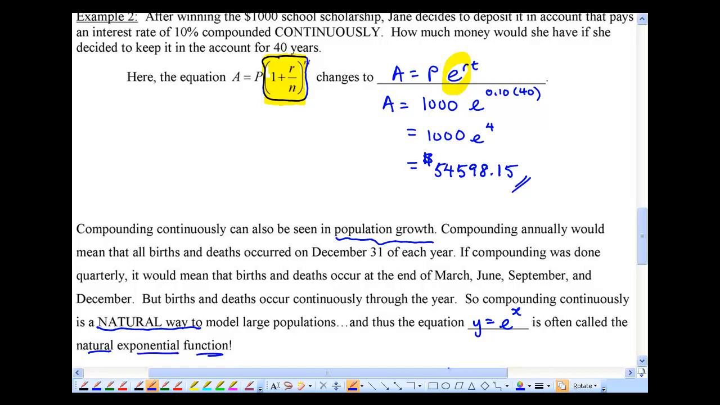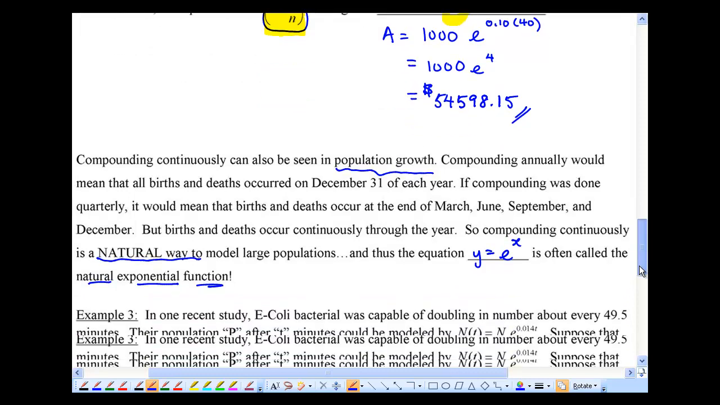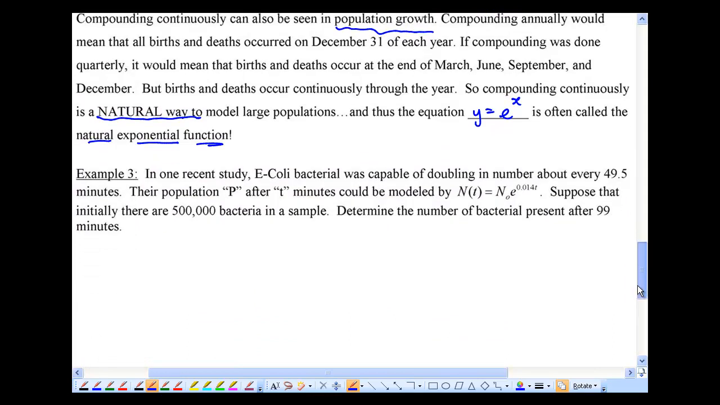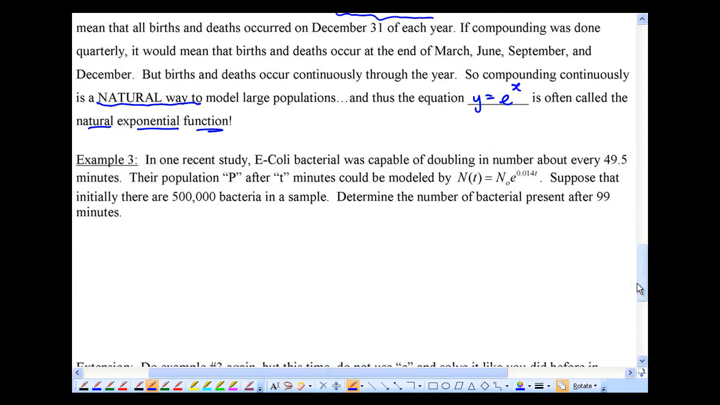e to the x is the natural exponential function. All right, so I'm going to ask us to do this question now. Example number 3 says, in one recent study, E. coli bacteria was capable of doubling in number about every 49.5 minutes. Now, their population after t minutes could be modeled by this equation, okay?